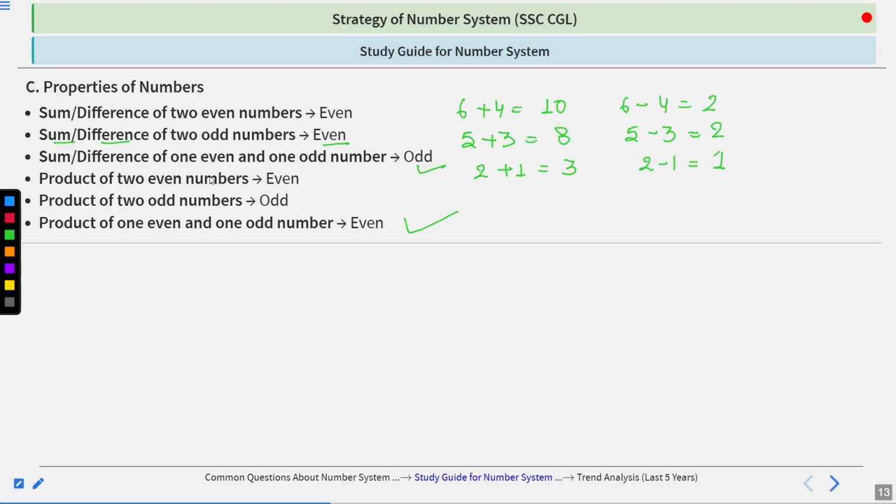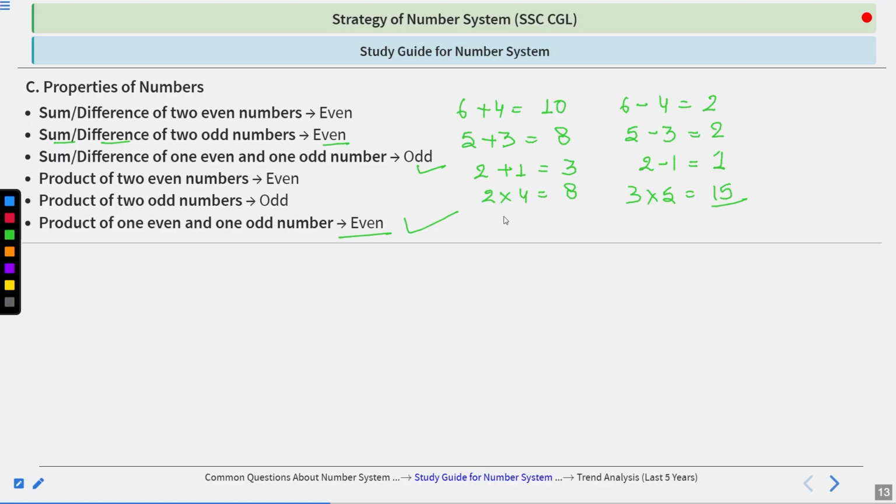In the same way, the product of two even numbers will always be even. So 2 into 4 will become 8, which is an even number. Same way, the product of two odd numbers. So take 3 into 5, which always becomes 15, which is always an odd number.